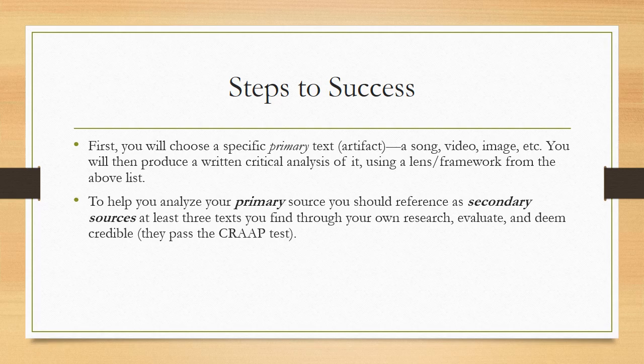But that's what you'll be doing 2 lessons from now. In lesson 8, you'll be evaluating sources using the CRAP test, deciding which sources to use in your paper. So we'll talk more about this in lesson 7 and lesson 8. But you need to have 3 secondary sources you cite in your paper that pass the CRAP test, and those are in addition to the primary source, the text you're analyzing.